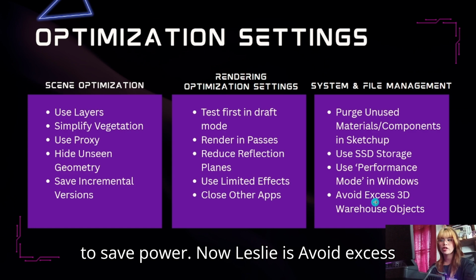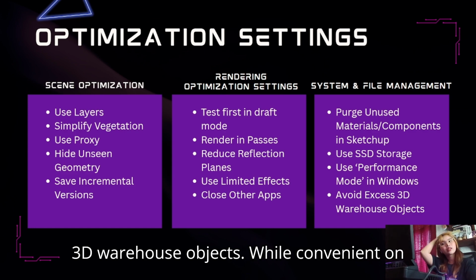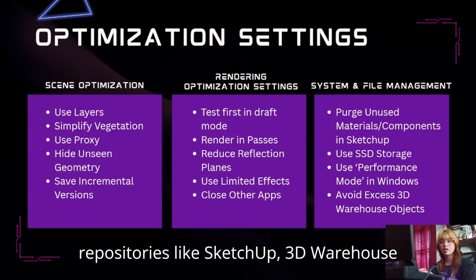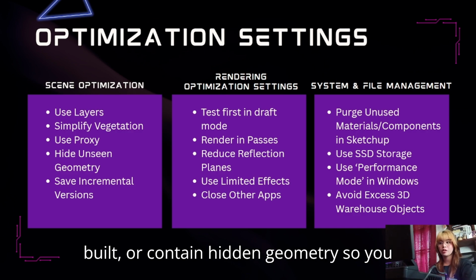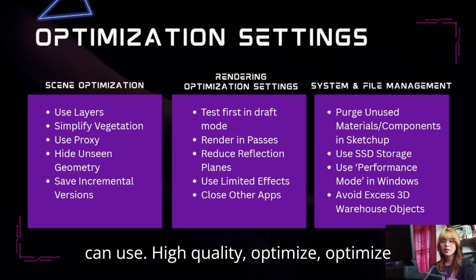Now, lastly, is avoid excess 3D warehouse objects. While convenient, models downloaded from online repositories like SketchUp's 3D Warehouse can often be overly detailed, poorly built, or contain hidden geometry. So you can use high quality optimized assets whenever possible.